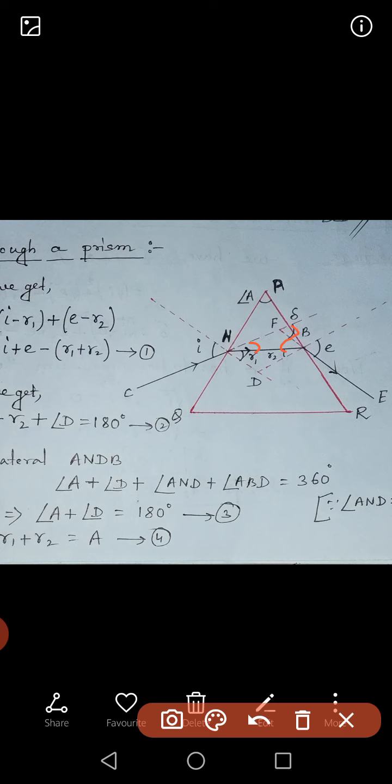So we know that the exterior angle is equal to the sum of the other two interior angles. So exterior angle delta is equal to the sum of these two: I minus R1 plus E minus R2. Rearranging, we get delta equals I plus E minus, taking the minus common, R1 plus R2. This is equation number 1.